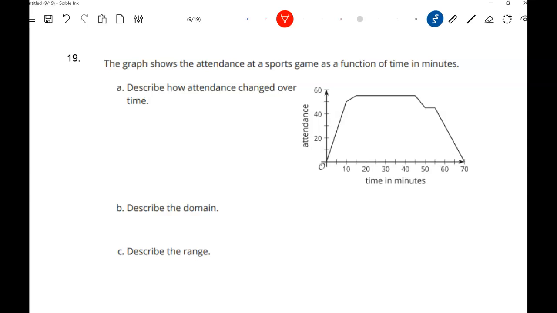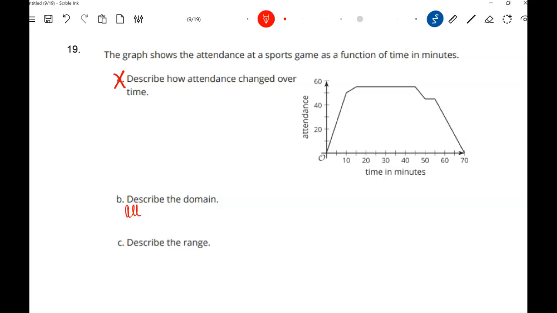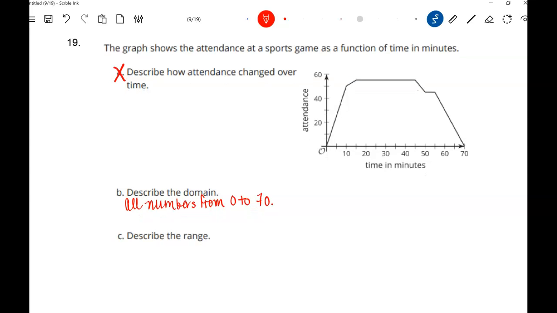Number 19. Let's skip A. We're going to describe the domain. The domain is the independent variable. In this case is time. And time, where the graph starts at 0, it doesn't go negative. So it is all numbers, because you can have half minutes. From 0 to 70. We're talking about the domain of this function. So it's where the graph starts and ends, left to right.